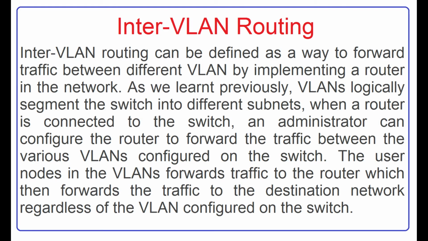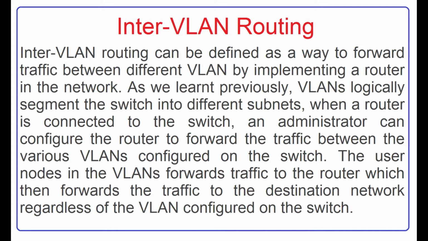Inter-VLAN routing. Inter-VLAN routing can be defined as a way to forward traffic between different VLANs by implementing a router in the network. As we learned previously, VLANs logically segment the switch into different subnets. When a router is connected to the switch, an administrator can configure the router to forward the traffic between the various VLANs configured on the switch.